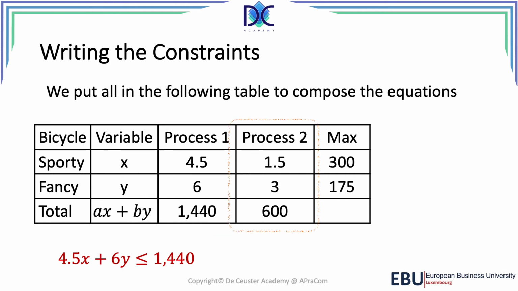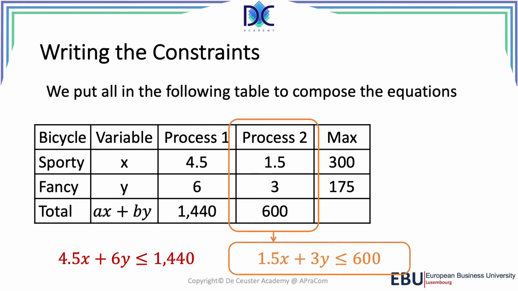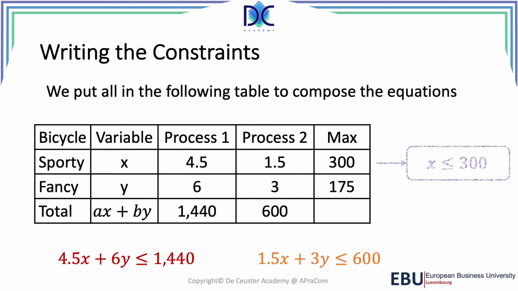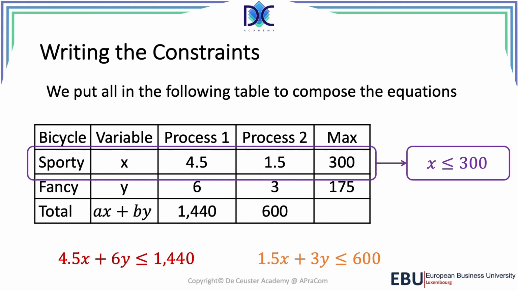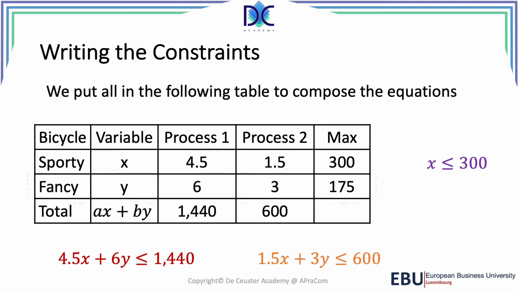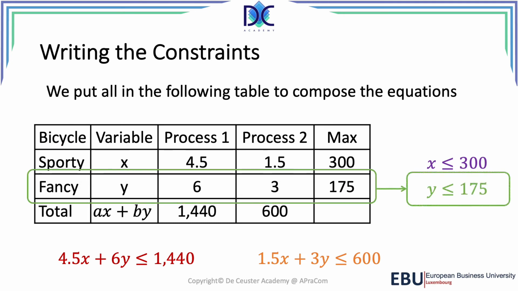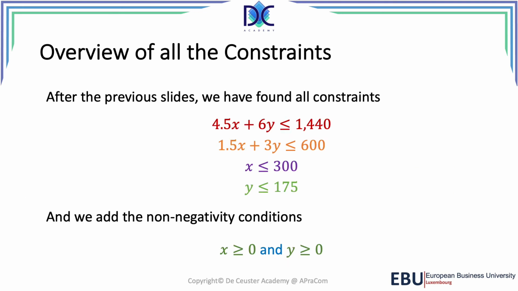We do the same for process 2. And here we find 1.5x plus 3y has to be smaller or equal than 600. We still have the maximum conditions for sporty, so x has to be smaller or equal than 300. Then for fancy, y has to be smaller or equal than 175. And here we have all the constraints, and on the bottom I add the non-negativity constraints, basically saying that x and y have to be positive.